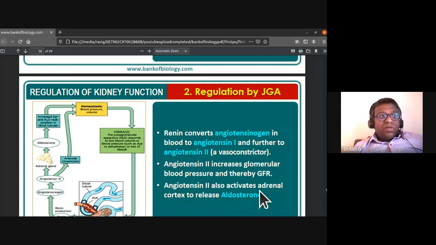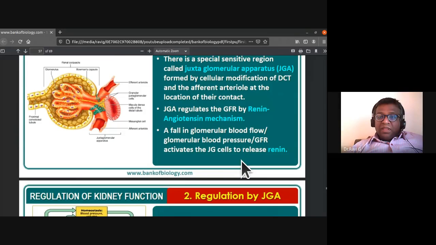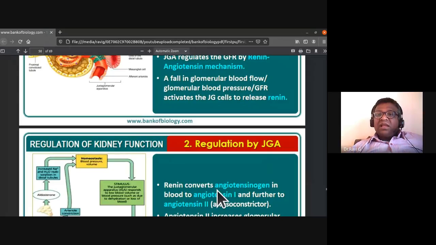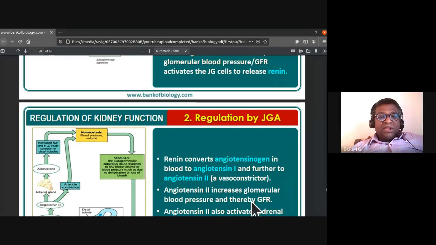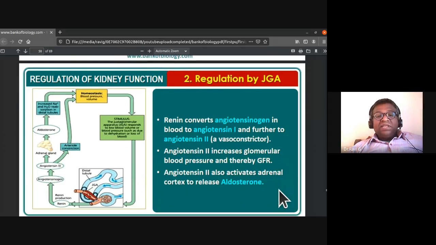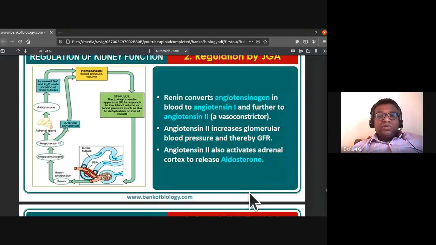Whenever there is a fall in the blood pressure of the glomerulus, glomerular blood flow, or glomerular filtrate rate, there is activation of the juxtaglomerular cells, which secrete renin. Renin in turn converts angiotensinogen, the inactive form, into the active form angiotensin 1 in blood, and this is further converted into angiotensin 2. Angiotensin 2 increases glomerular blood pressure and thereby glomerular filtrate rate. Angiotensin 2 also activates the adrenal cortex to secrete aldosterone.